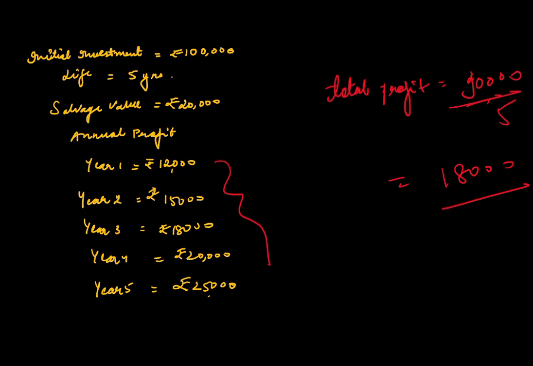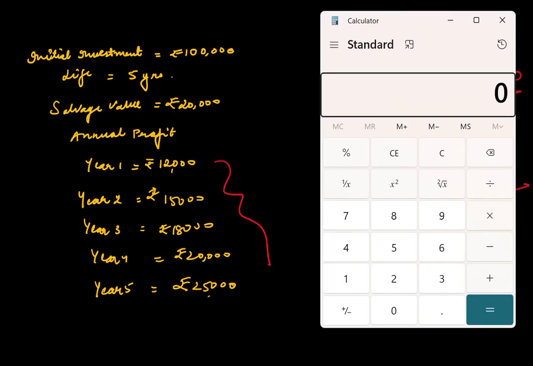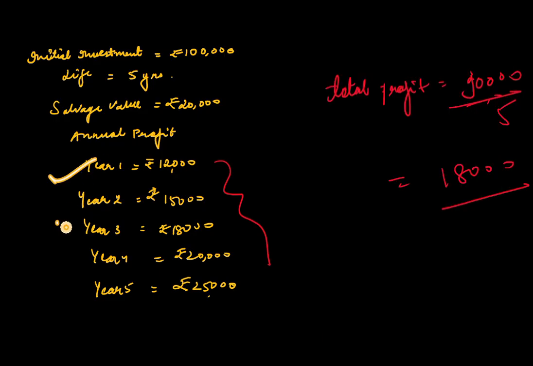The first step that we are going to follow is to calculate the total profit, because that is something we need. So total profit is 12,000 plus 15,000 plus 18,000 plus 20,000 plus 25,000. So the total profit is 90,000. Now we need the average profit, as per the formula. So we are going to divide it by the total number of years. The total number of years here is 5 years, right?